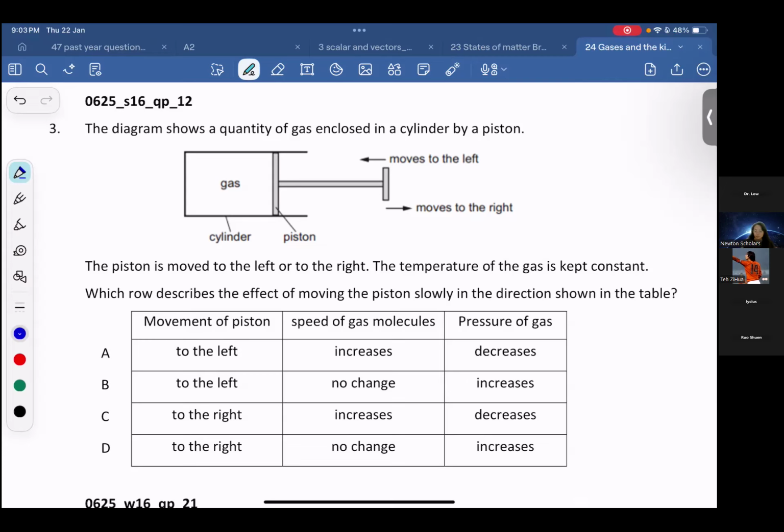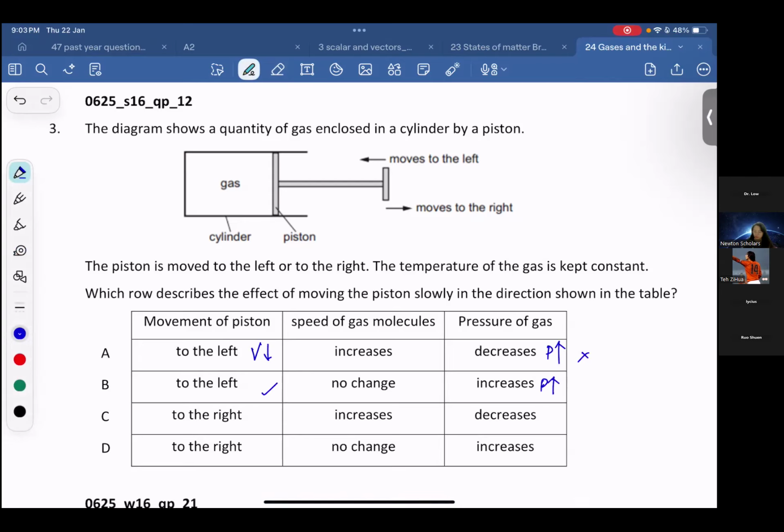Okay, here we look at A, step by step. A, to the left: if to the left, volume will be small. If volume will be small, pressure should be increased. So this one is wrong. Then to the left, pressure increase. So this part, matching. These two matching.